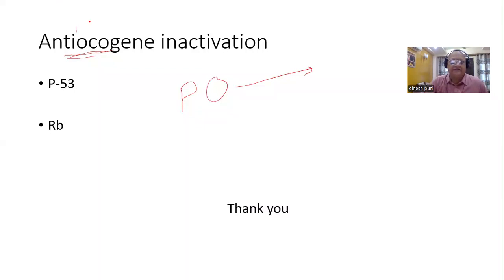Anti-oncogenes are like brakes. P53, retinoblastoma, these two are anti-oncogenes. इनके inactivation से भी the same result can be there, cancerous transformation.